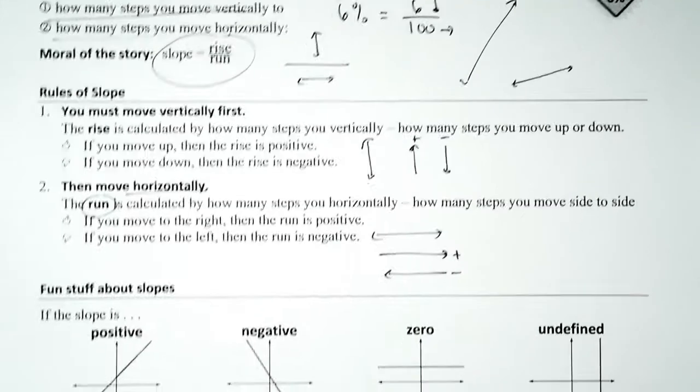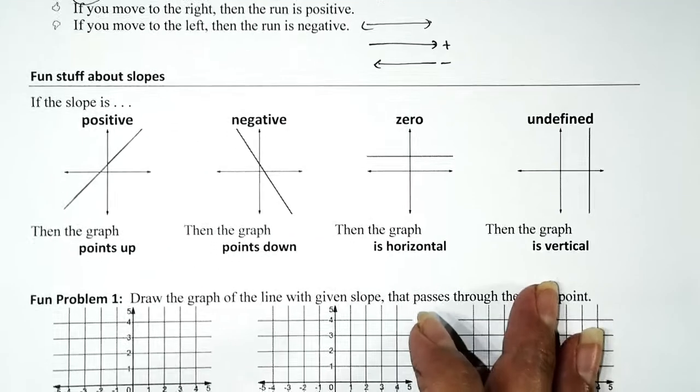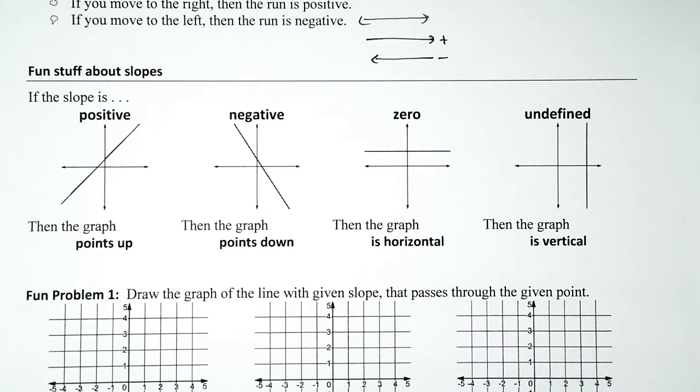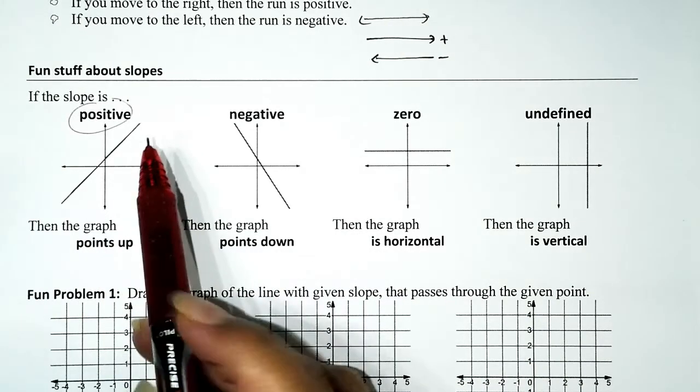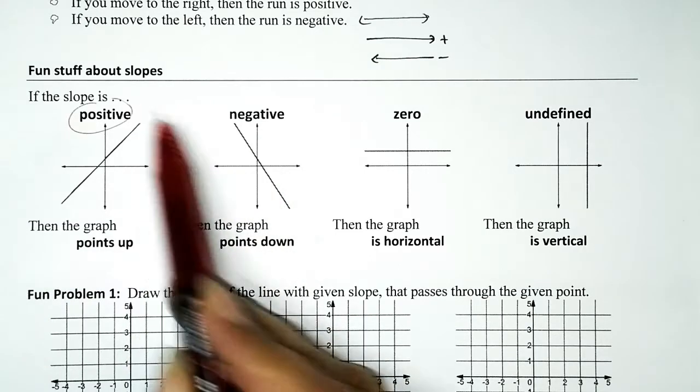Let's put some more tricks in our bag, however the saying goes. It's always nice if we have a sense of how our graph is supposed to look before we even lift our pencil. So we're going to look at the slopes. If the slope is positive, then the graph is expected to point up. Some of you may be like, well, both of these are pointing up, up here, up here.